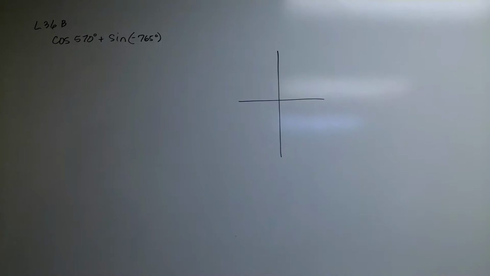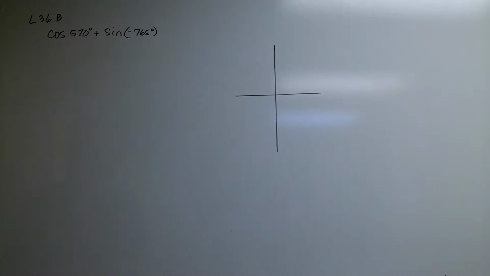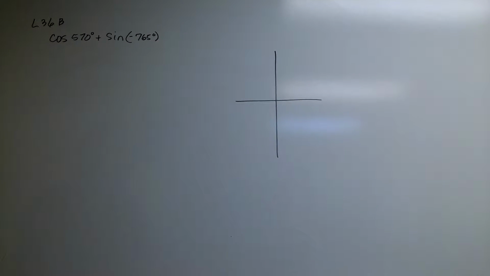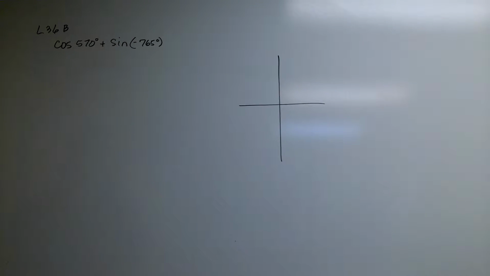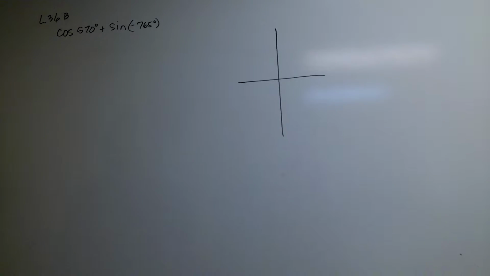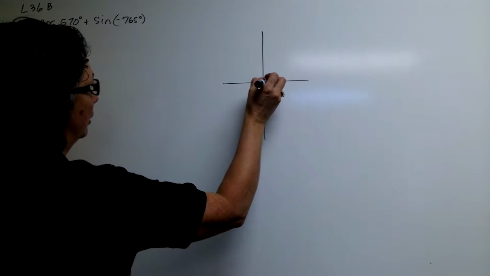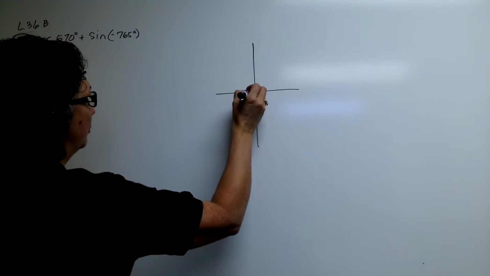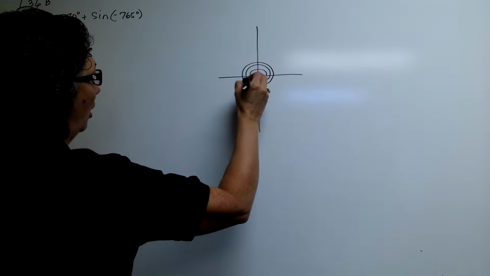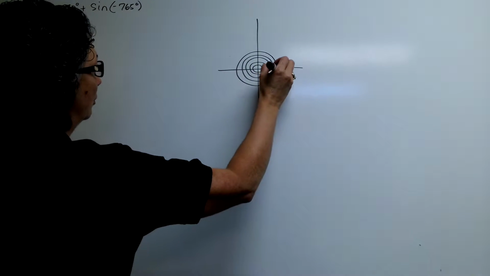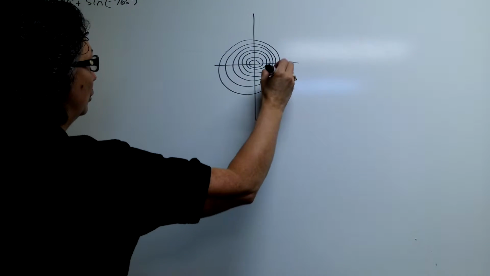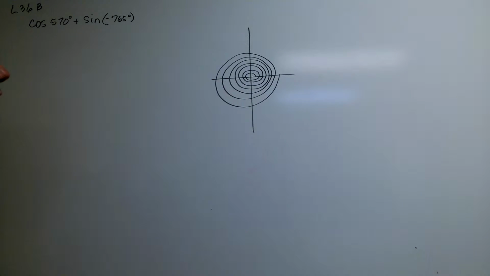Alright, this is Advanced Math Lesson 36, and this is Part B. I alluded a little bit last week to angles greater than 360. We know that in a circle there's 360 degrees, but we can circle this graph multiple times, an infinite number of times, and all of those angles will have similar sine, cosine, and tangent.